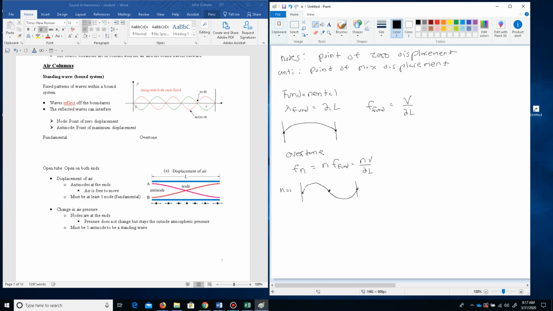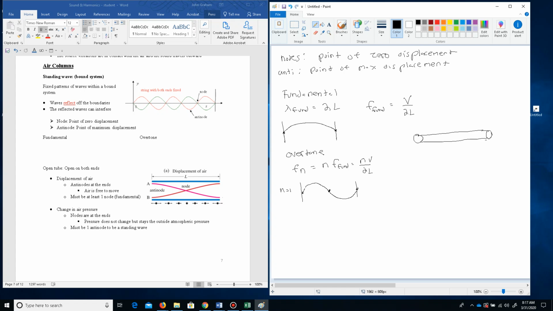We're going to look at this in a couple ways. We're going to look at it as displacement of air, and we're going to look at it as change in pressure. If we start with an air column here, unlike the bound system, this air column is open on both ends. So it's basically like a tube, kind of like a straw, and the air can go in and move through. It can come out either way.